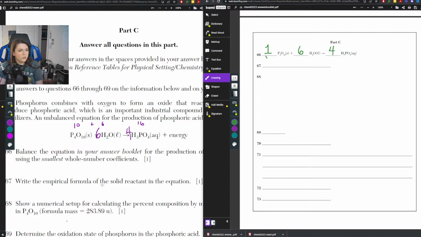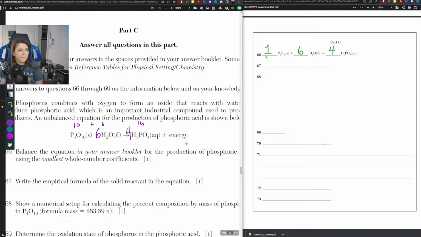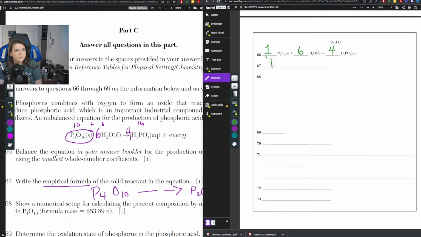67 says write the empirical formula of the solid reactant in that equation. The solid reactant is P4O10, and the empirical formula is the most reduced and simplest version of that formula. So P4O10 would be reduced down to P2O5, and that's as simple as you could get it.